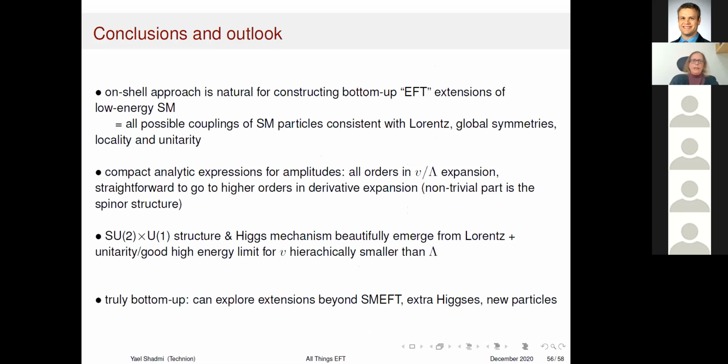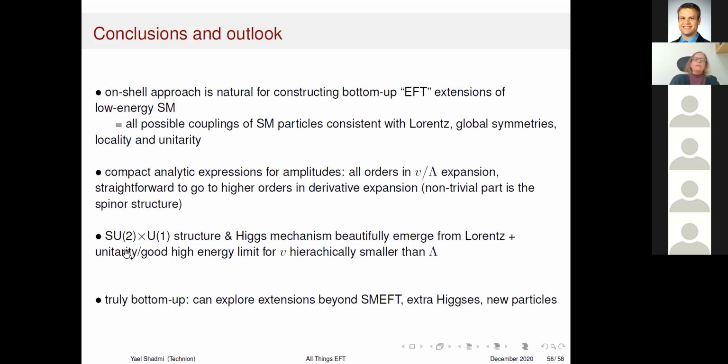And that brings me to my conclusions. As I tried to argue, this on-shell approach is very natural for constructing bottom-up EFT extensions of the low energy standard model. You basically write down all possible couplings of the standard model particles that are consistent with Lorentz, global symmetries, locality, and unitarity. You get compact analytic expressions for the amplitudes, which sum the entire v over lambda expansion. And it's very easy to go to very high orders in the derivative expansion. The non-trivial part is the spinor structure, but once you have that, the rest is very easy.